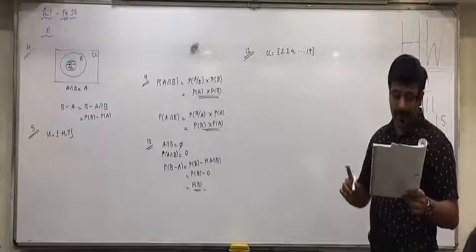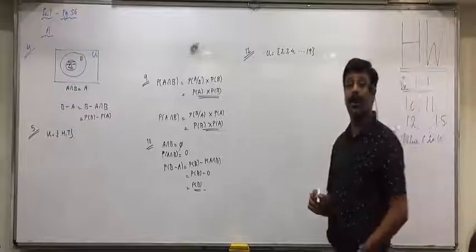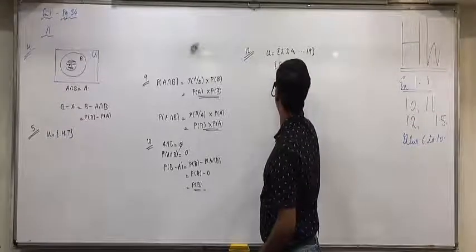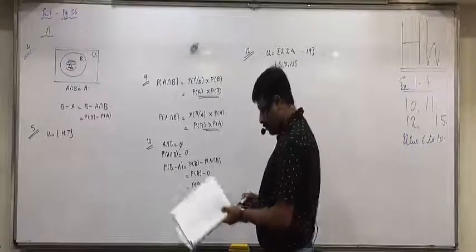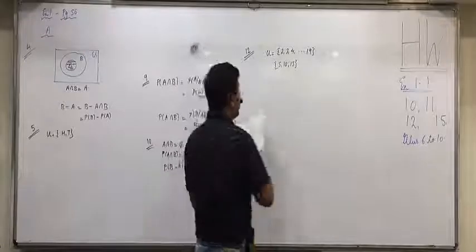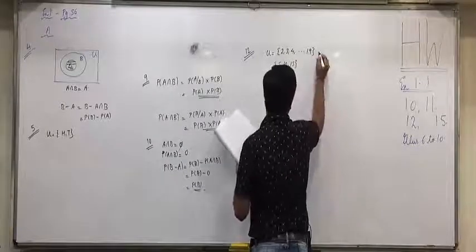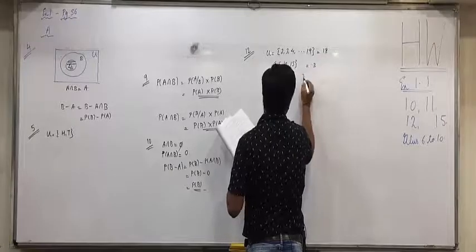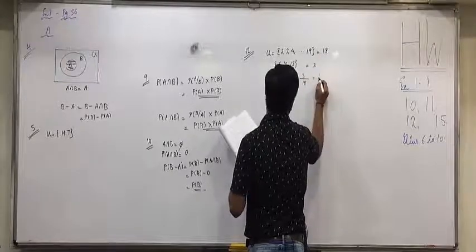Now, what is the probability that the number is a multiple of 5? Tell me the multiples of 5. Between 2 and 19, only 3 numbers. So, how many numbers are there from 2 to 19? 18. 3 out of 18 means what is the probability? 1 by 6.